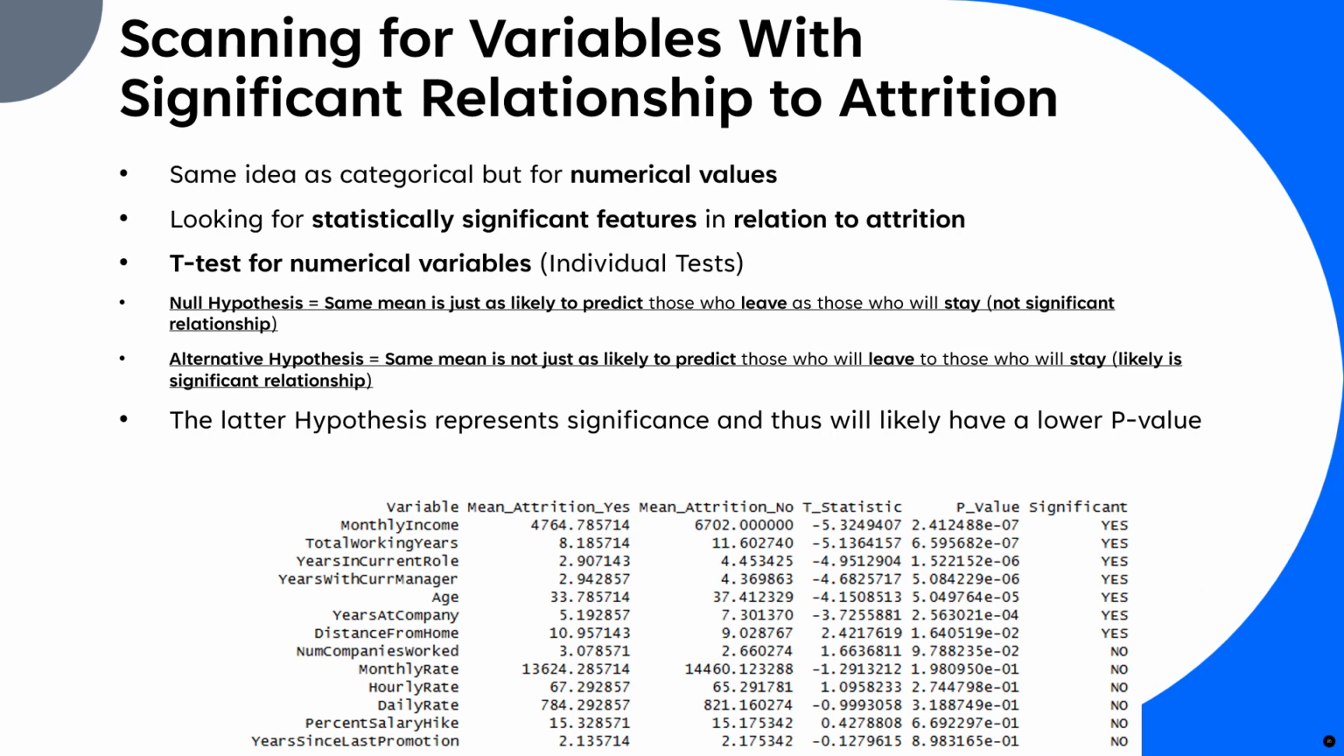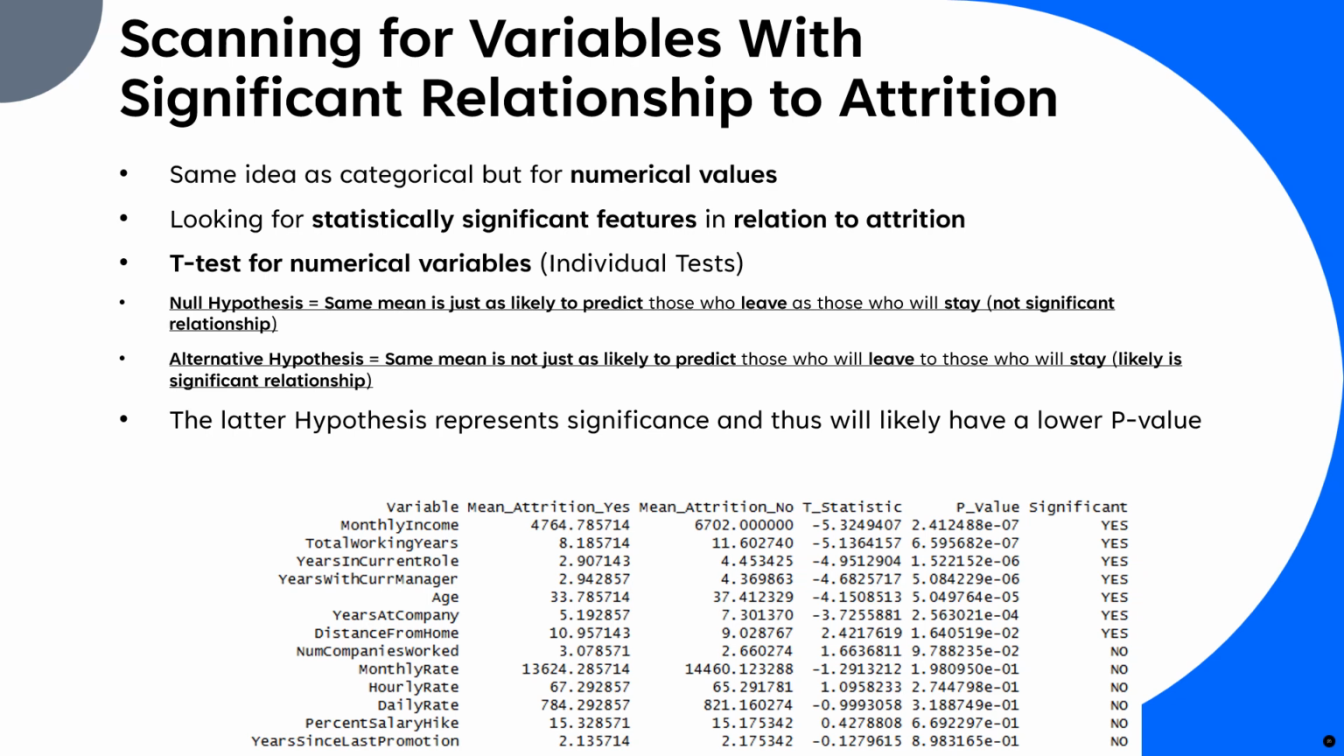Now for the variables with numerical outputs, you run a t-test. The null hypothesis would be that the same mean is just as likely to predict those who leave as those who will stay. So basically, if the output was essentially the same and you could not tell whether they were going to leave or whether they were going to stay, then it's basically a coin toss. It's not very useful, so that would be an insignificant variable.